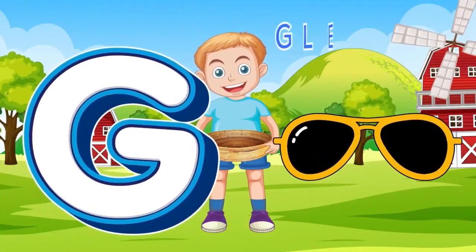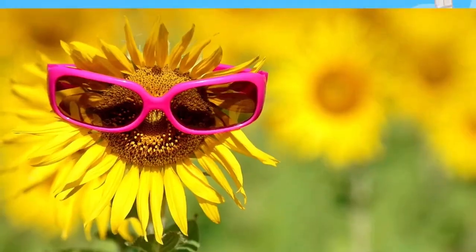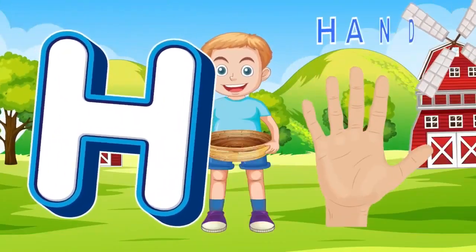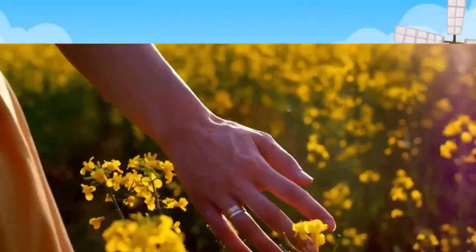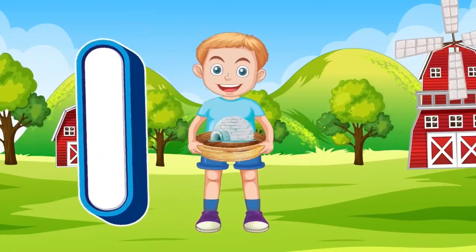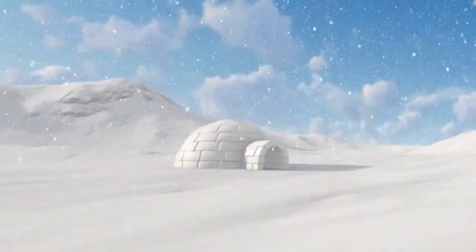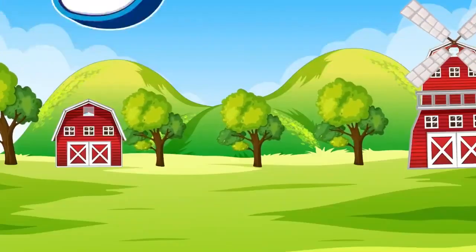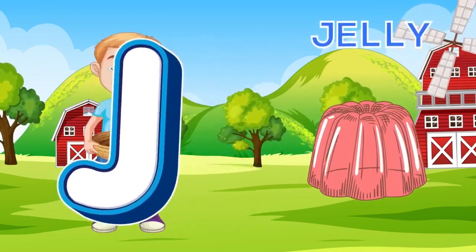G is for glasses. H is for hand. I is for igloo. J is for jelly.